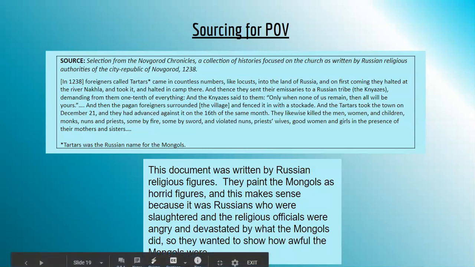Now I go on in the rest of this to explain why these Russian religious authorities might think the Mongols were horrid. Because they were devastated by what the Mongols did to this Russian village, and they wanted to show how awful the Mongols were. So again, a POV statement is: what's the author's attitude or perspective? Why does the author have that attitude or perspective?